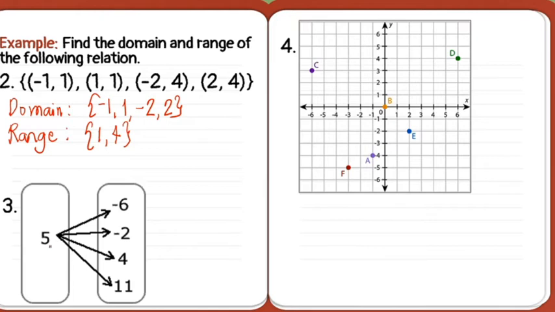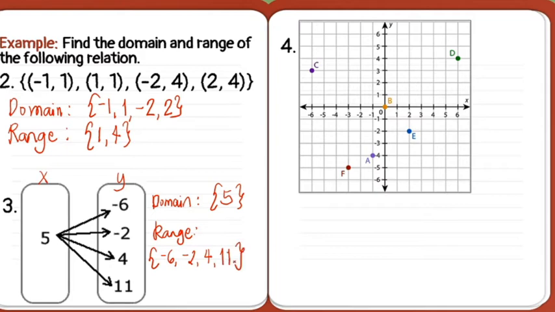Okay, next. In this example, ito yung example ng mapping diagram. So, kung makikita mo, ang domain natin, ito yung nandito sa x, ito yung y. So, ang domain natin ay isa lang. So, lagay mo lang 5. And then sa range, isusulat mo siya lahat. So, we have negative 6, negative 2, we have 4, and 11.